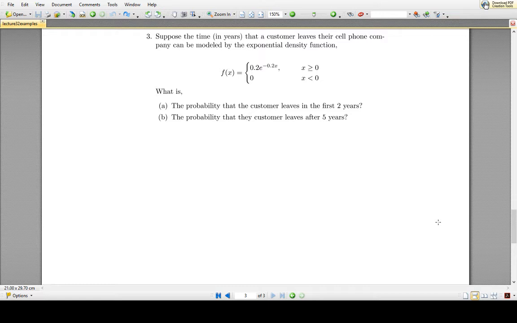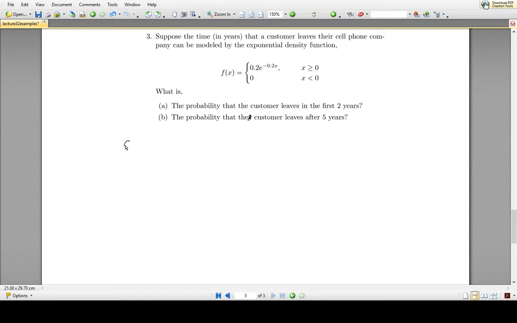So this is a probability density function, f of x, and what we're interested in is: what is the probability of the customer leaving in the first 2 years, and what is the probability that the customer leaves after 5 years. So this is a continuous random variable, and so we use probability density functions to calculate these things.